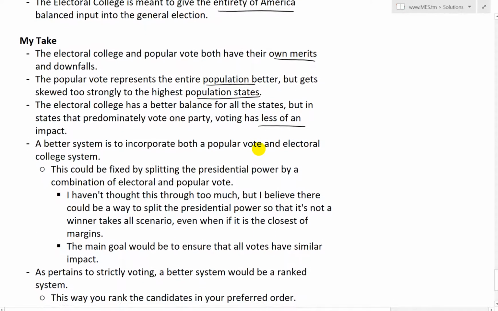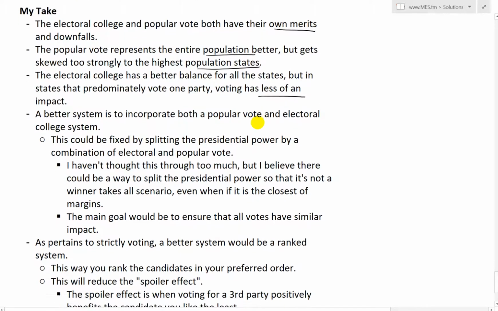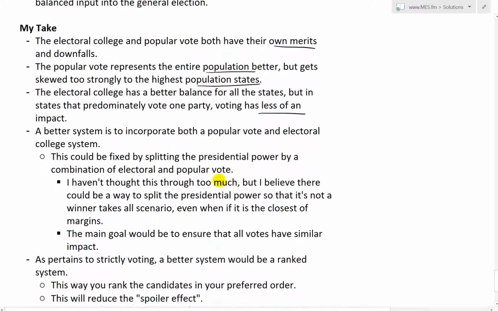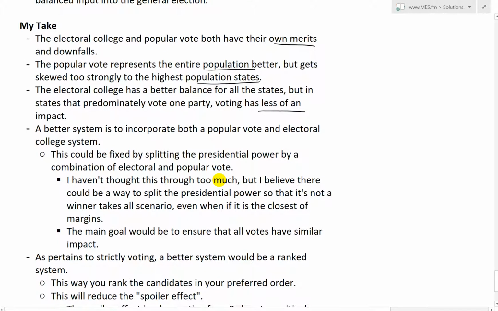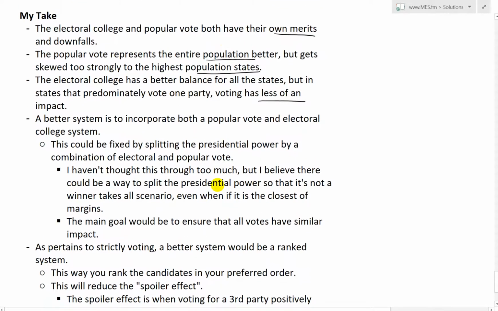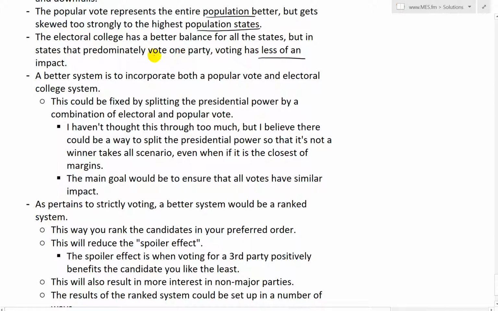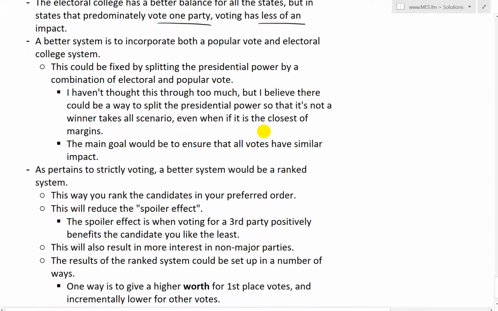For example, in California there are 3 million extra votes for Democrats, so they didn't actually need all those votes. A lot of those votes have less of an impact than if those same 3 million people lived in a different state like Texas. If you move those people around to other places, then they're going to win other states. So each person's vote has less impact in states that predominantly vote for one party. A better system is to incorporate both a popular vote and electoral college system. This could be fixed by splitting the presidential power by a combination of electoral and popular vote.